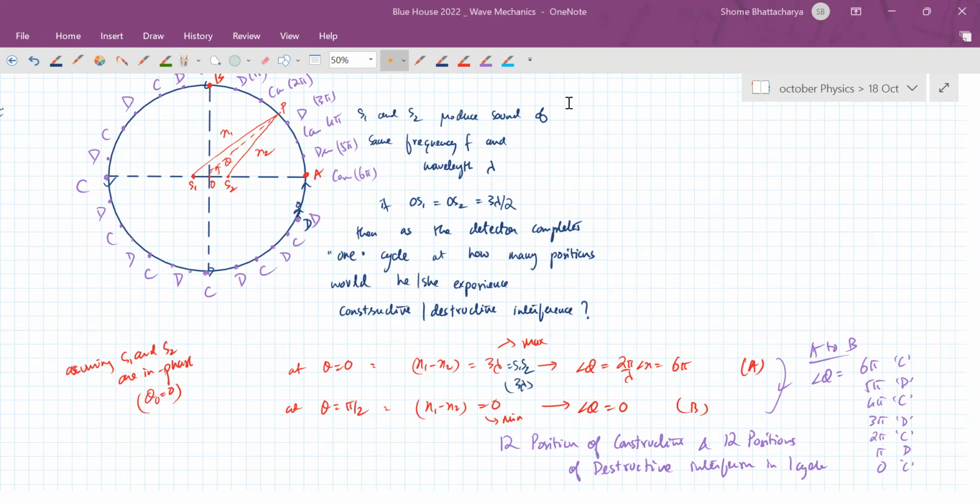Will we be doing any example where they are not in phase? Yeah, we'll be doing that. Like we're taking examples in transverse waves also, where we give some time delay to one of the sources, those kinds of examples. Okay, sir. Thank you.